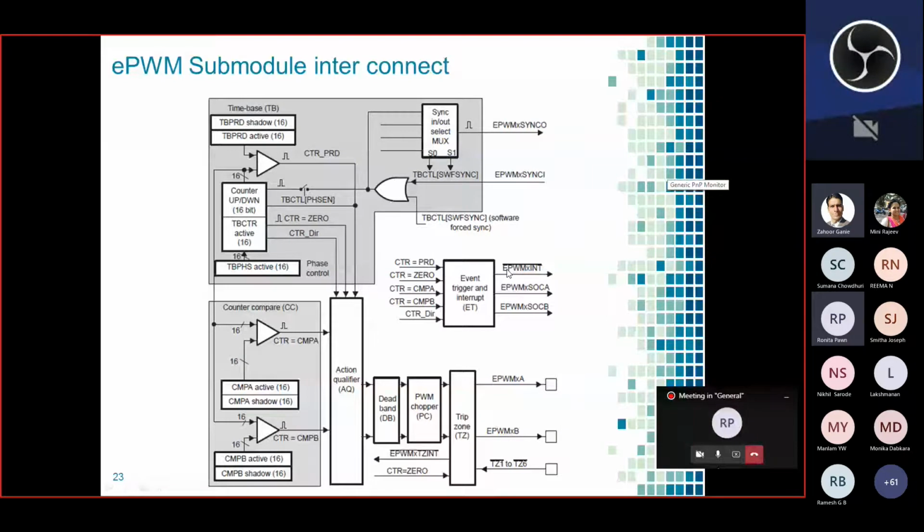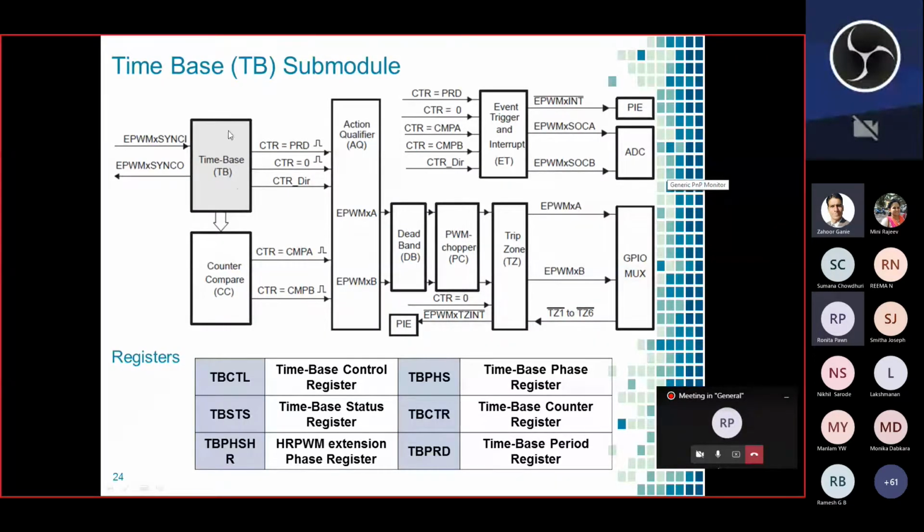Okay, so let us see the submodule connections. All the 7 submodules that are shown here are interconnected and have their own functioning. I do not want to discuss this in detail here, but block by block let us see so that it will be clearly understood. First, let us see the time-base submodule. In this submodule, you have various registers: the time-base control register, time-base status register, time-base phase register, and time-base counter register. In addition, you have the time-base period register and the HRPWM extension phase register. If you want to use only HRPWM pins, then only it is used, otherwise it has no use.